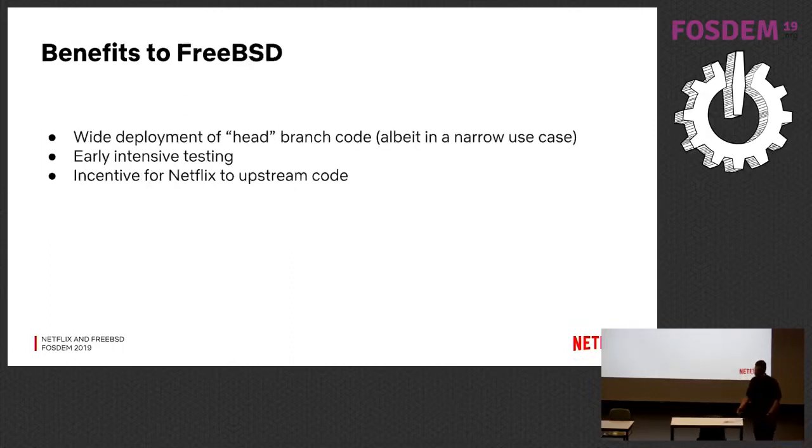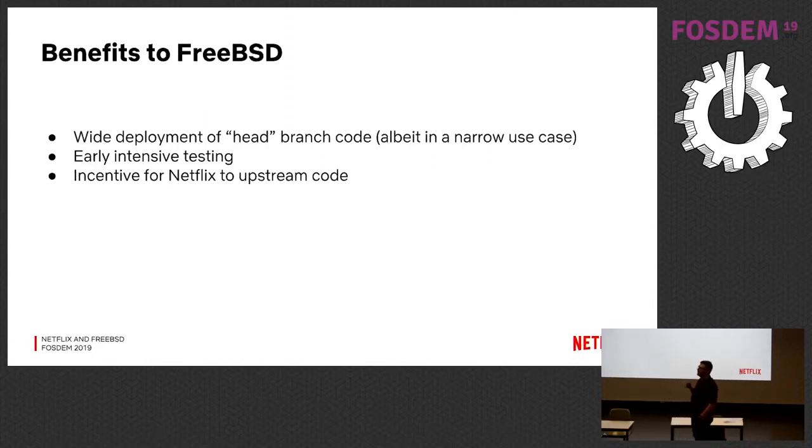FreeBSD also, I think, gets some benefits from what we do. The first one is that they get wide deployment of their head branch very early. Usually a commit on the head branch is deployed in our network somewhere between 5 and 15 weeks after it's committed to the FreeBSD head. And I think it's a testament to how stable the FreeBSD head code is that we can do this. It's a very stable, very usable release. And we're able to successfully deploy that code very quickly on a large number of caches.